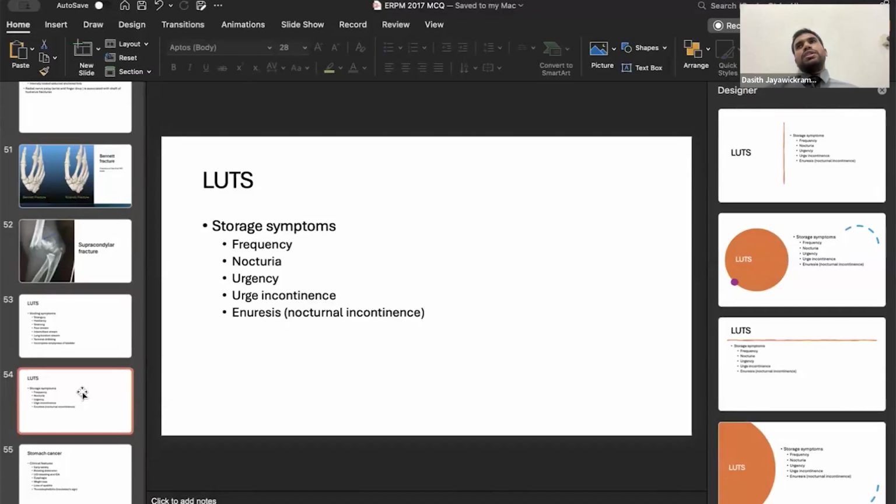So frequency increases. Nocturia. So in the night also you will have to go more than 2 times. More than 2 times you have to go. It's called nocturia. Urgency.